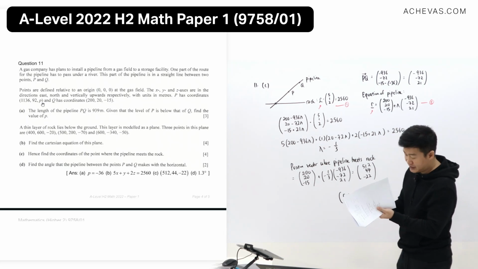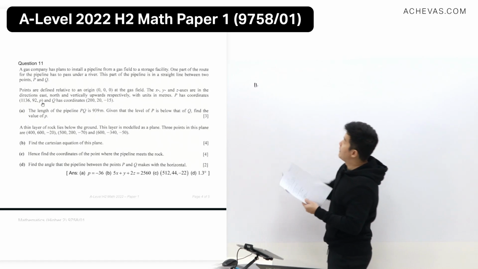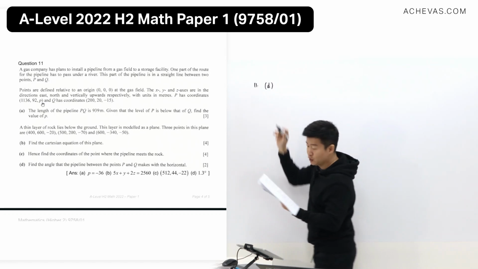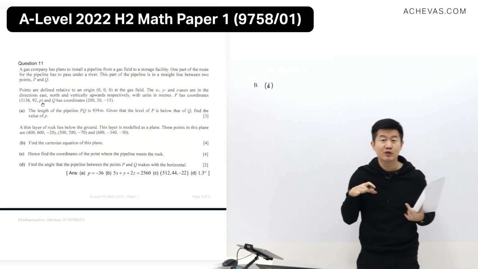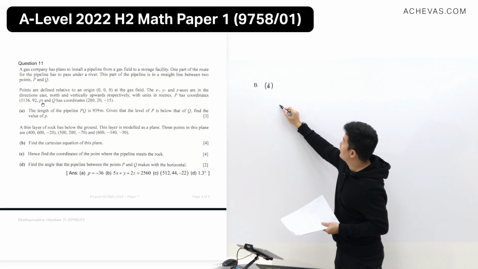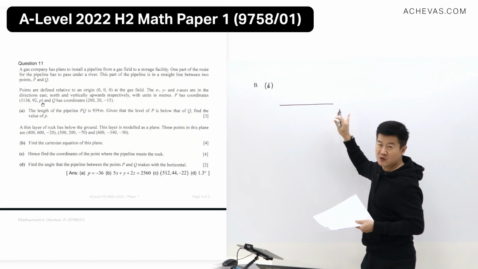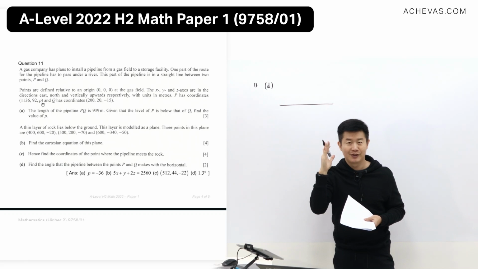Let's look at the last part, part D. In part D, we are now going to try to find the angle that the pipeline between P and Q makes with the horizontal. The question described to us the horizontal, but we know that for the horizontal, what is so distinct is that the normal is going to be vertical, right?